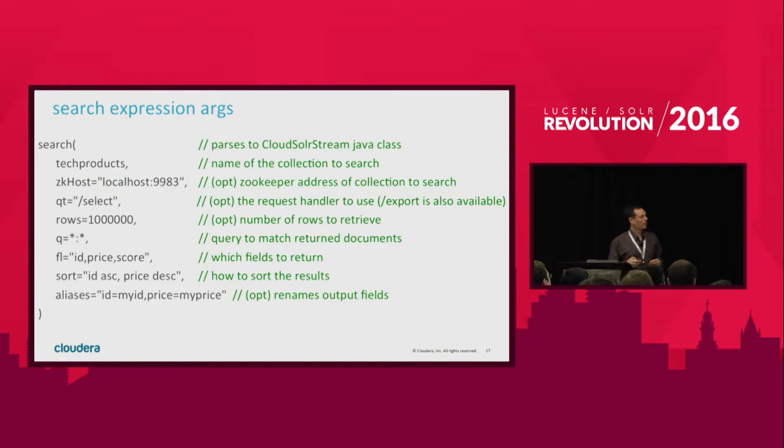So the search expression has a lot of arguments. I'm not going to go over them all. This is really just more for reference. It is notable, though, that the ZK host is an optional argument where you can specify the address of a different Solr Cloud cluster to search. So search streams can actually go across clusters.